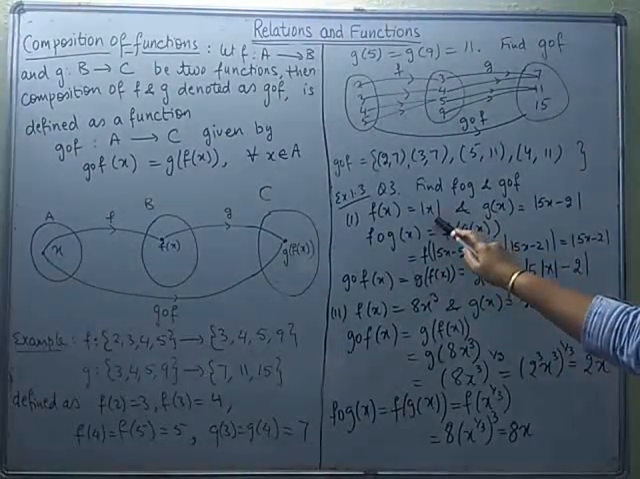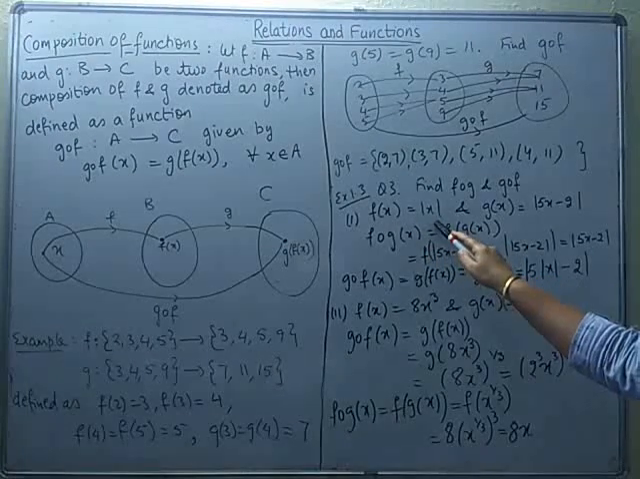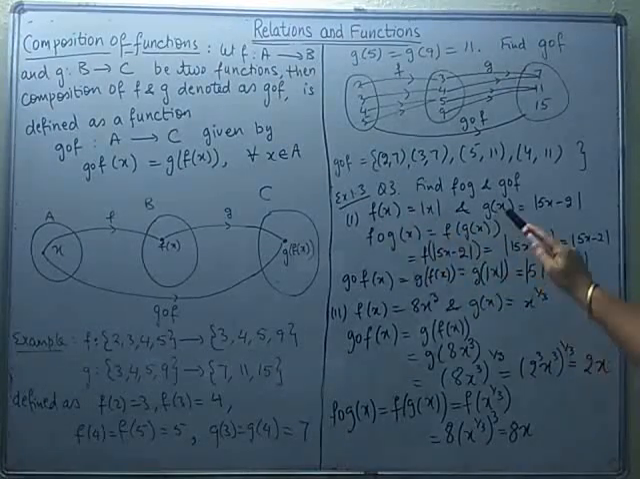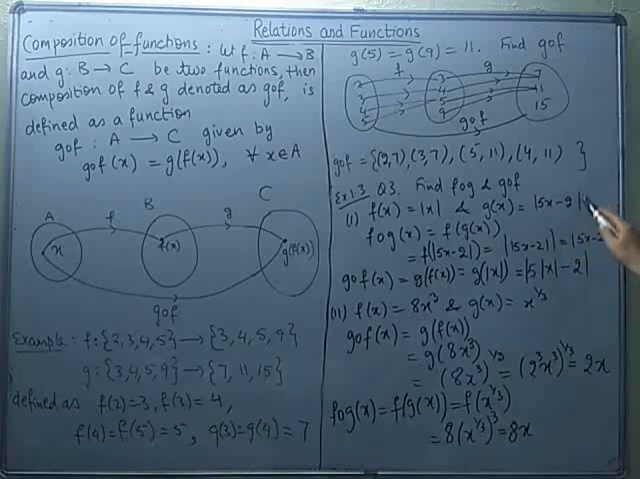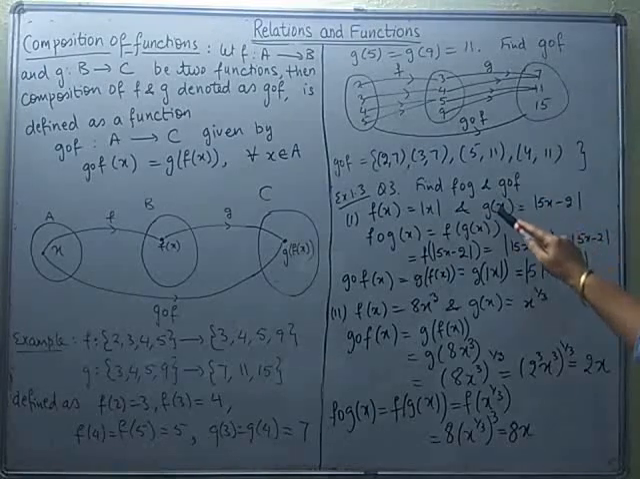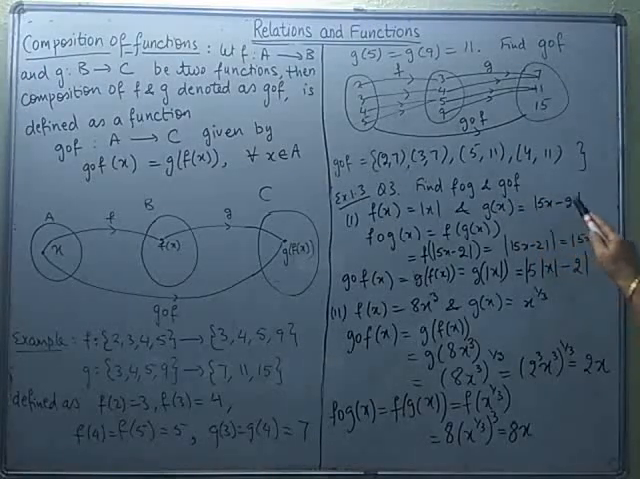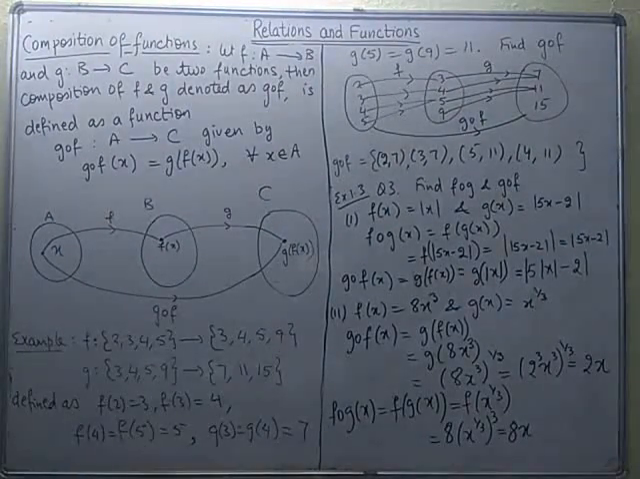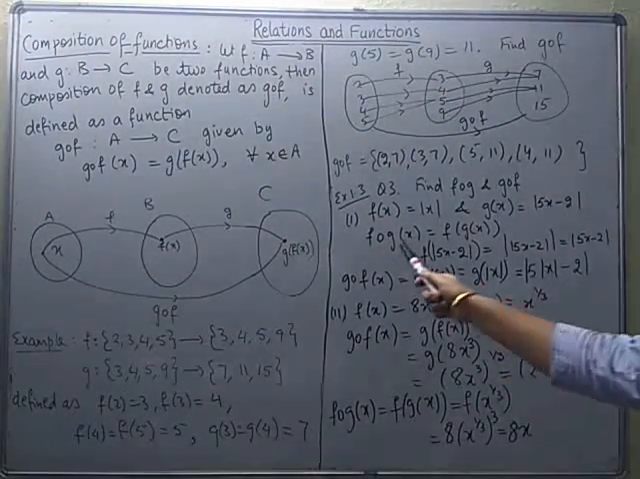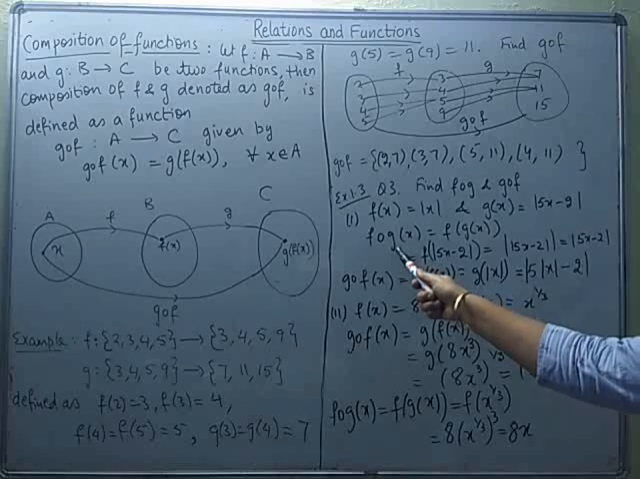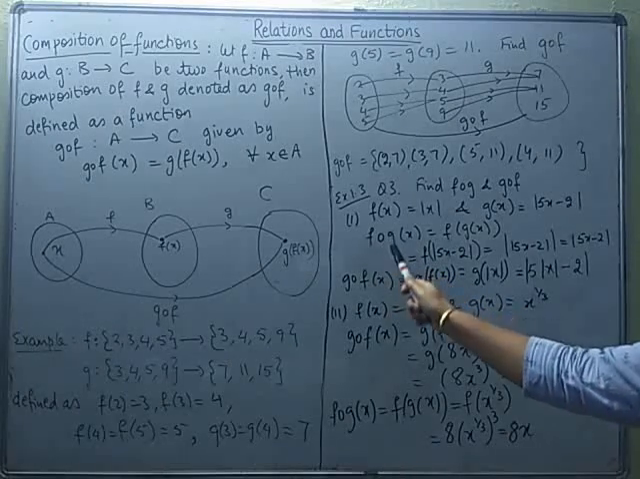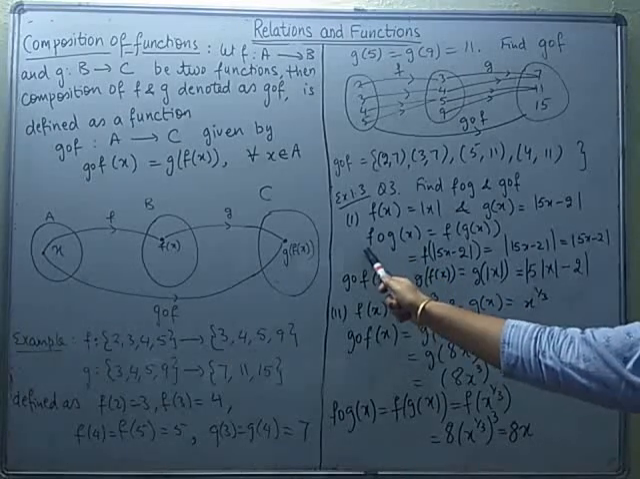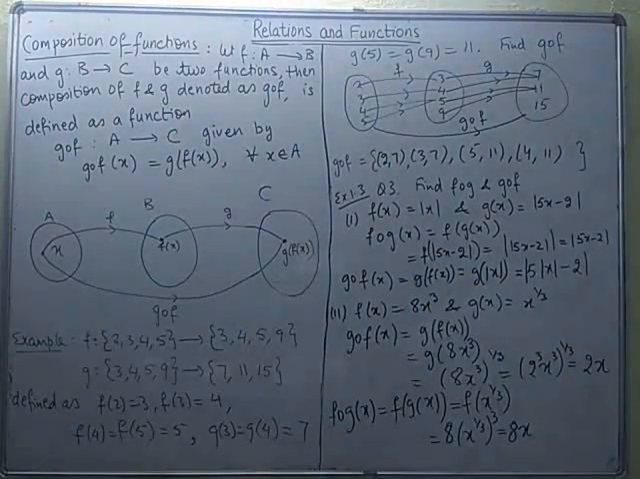f(x) is defined as mod of x. So the image of x will be mod of x under the function f. Then g(x) is defined as mod of 5x minus 2. So the image of x will be mod of 5x minus 2 under the function g. So first here I have defined composition of g and f. So mapping under g will take place first, and under f it will take place later.